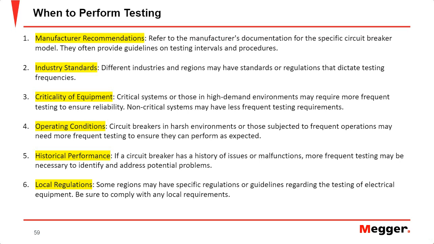Also, the criticality of the instrument or the equipment. So again, critical systems or those that are in high demand environments, they're going to require more frequent testing. The last thing you want is for a breaker in a critical environment to fail. So that's why you test those more often. Operating conditions, if the conditions are bad, if they're subject to extreme heat or anything like that, then you want to test those more frequently because those have higher risk of failure. Historical performance. If a breaker is known to have any nuisance tripping or any issues with malfunctions or anything like that in the past, then again, you're going to test more frequently.